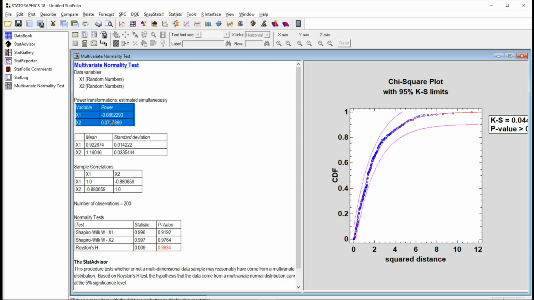So, given the fact that I generated these randomly from log normal distributions, you see it's doing a pretty good job of determining what power transformation would normalize the data. Okay? And then I can take the data raised to those powers and do my multivariate capability analysis on those transformed values.